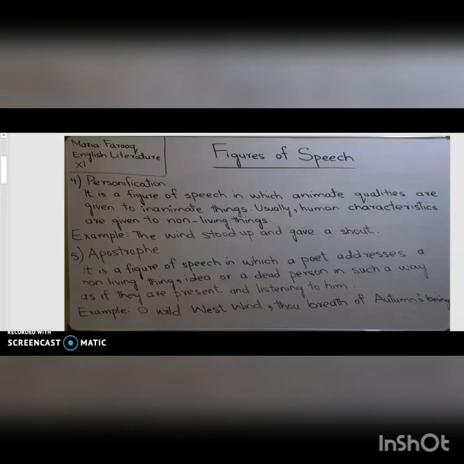Oh wind. Fine. Then in another poem, John Donne, he was also a poet. He addresses death. Death, be not proud. Now as if death is listening to him. So when the poet addresses any idea, any natural phenomenon, any dead person, any non-living thing, it suggests that he has used apostrophe. Okay, I hope it's clear now.